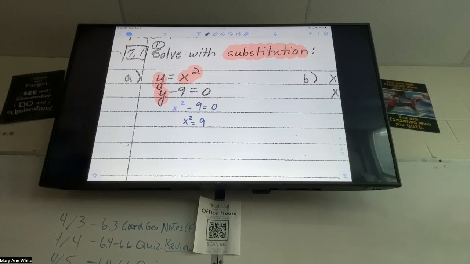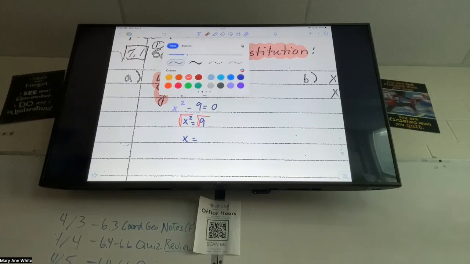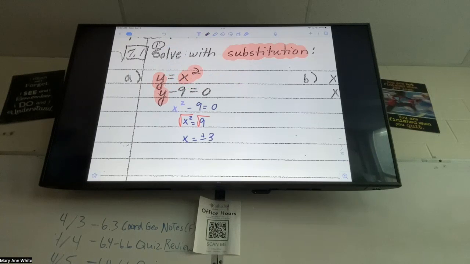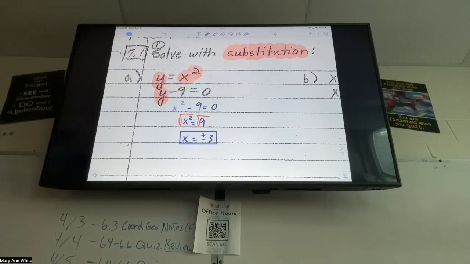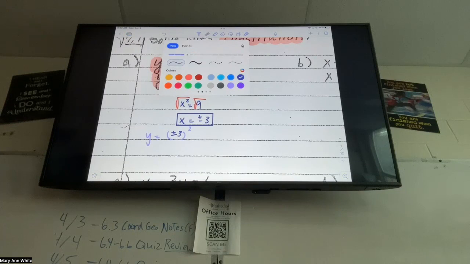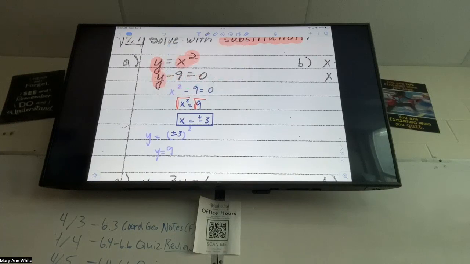X squared equals 9. Remember when you square root both sides, it's not just 3, it's going to be plus or minus 3. So x has two possible answers, positive 3 and negative 3. Now, the easy thing about this one is it doesn't matter if you plug positive or negative 3 in, because y is going to be equal to positive or negative 3 squared. And whether I put positive or negative 3 in and I square it, what should I get out? Y is going to equal 9, right?